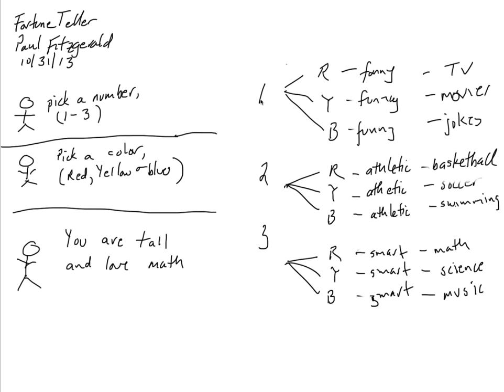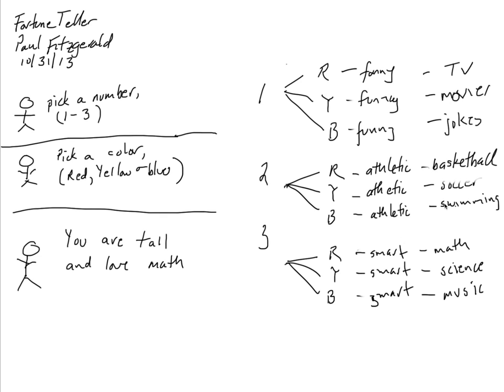And if you look here, if they pick 1 in red, they're funny and they like TV. They picked 1 in yellow, they were funny and they like movies. If they picked 1 in blue, they're funny and they like jokes. In fact, if you look, if they picked 1, they were automatically funny. And the red, yellow, and blue told them what else they were interested in. If they picked 2, we said they were athletic and they liked basketball and soccer or swimming.